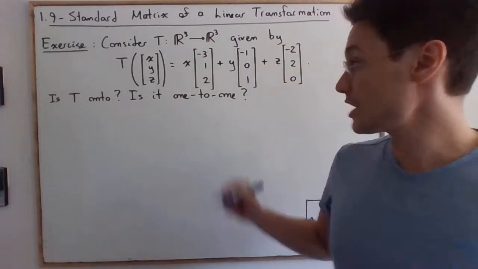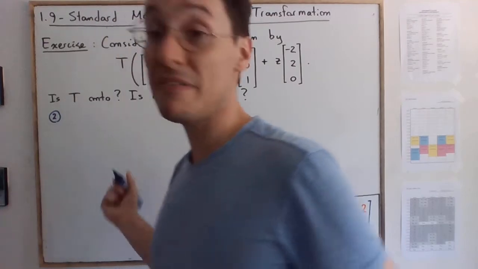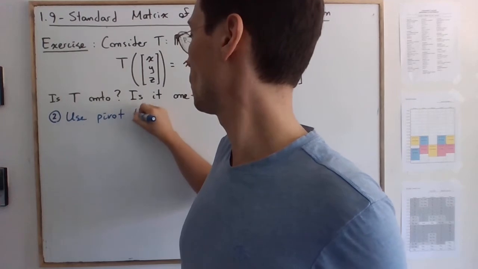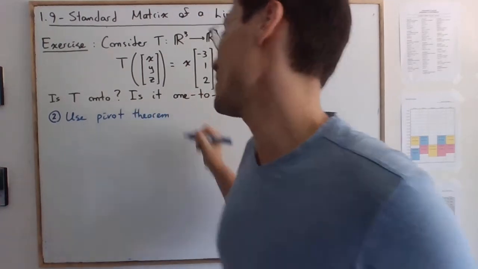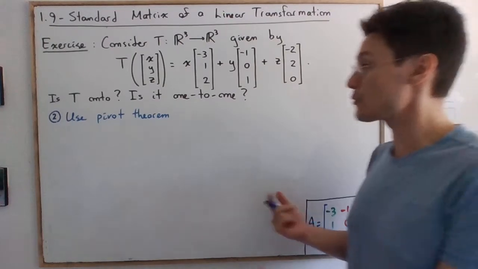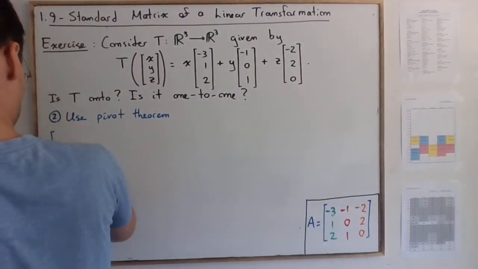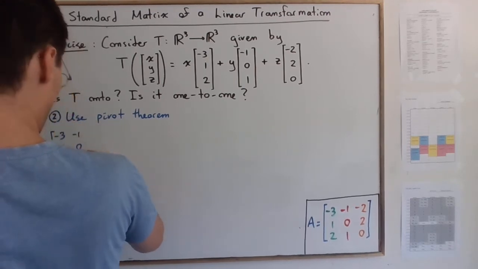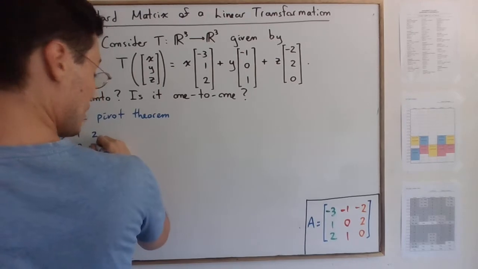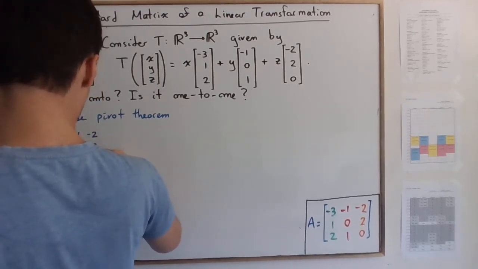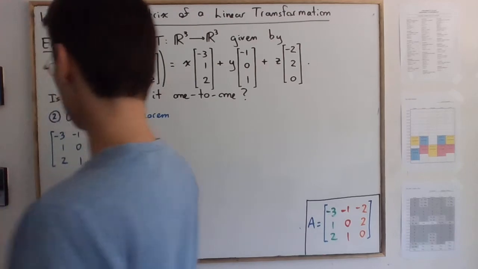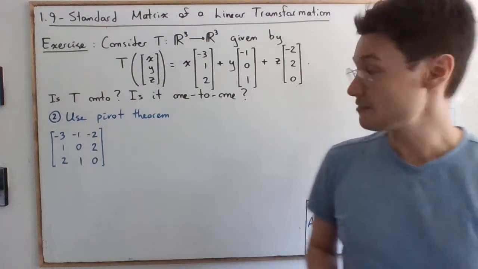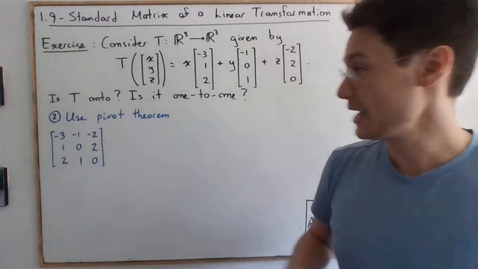As I told you in the introduction, what we're going to do is use the pivot theorem. So what this means is that we're going to take this matrix and row reduce it. We have negative 3, 1, 2, negative 1, 0, 1, and then negative 2, 2, 0. Now, what's nice about the pivot theorem is that we don't need the reduced row echelon form. The row echelon form is actually enough, okay?